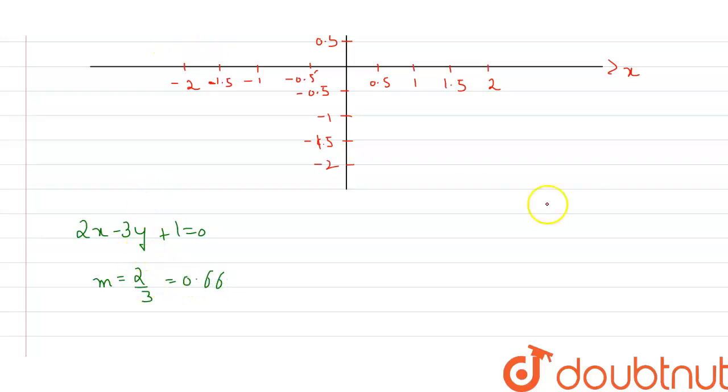Okay guys, first of all we know that whenever the equation of a line is in the format y equals mx plus c, the coefficient of x is the slope value. So if you know this format, m is 2 by 3.